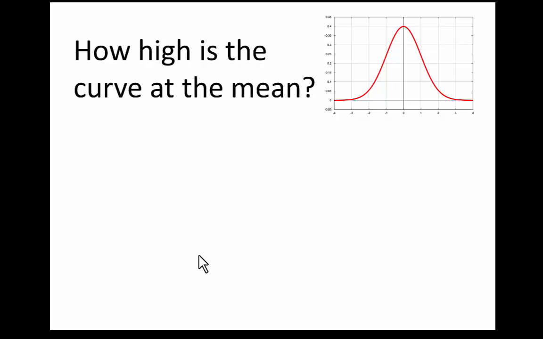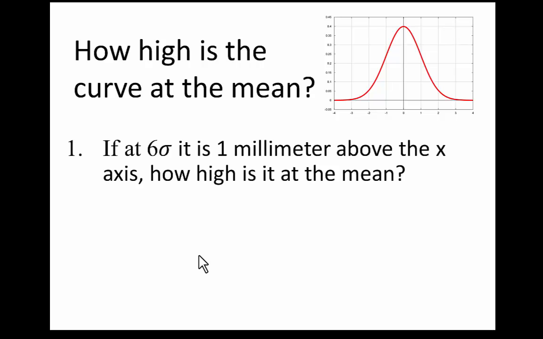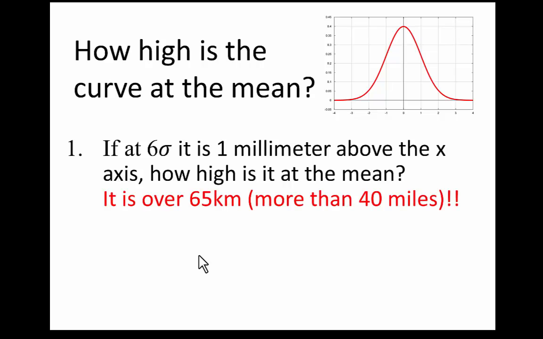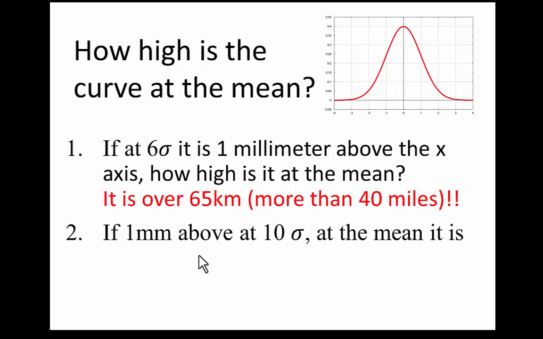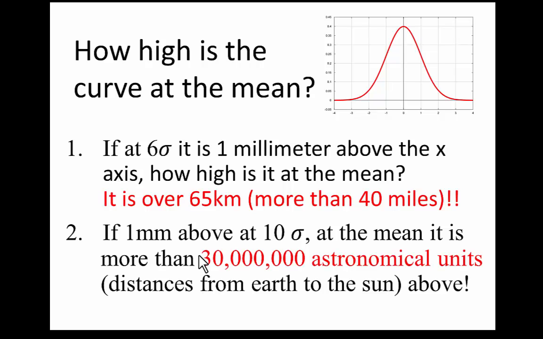Here's an interesting question. If you have a normal curve drawn to scale and at 6 standard deviations it's exactly 1 millimeter above the x-axis, how high is it at the mean? Now you might win some bets with this one. It's over 65 kilometers. That's more than 40 miles. Even more amazing perhaps is this one. If it's 1 millimeter above the axis at 10 standard deviations, how high is it at the mean? And the answer is more than 30 million astronomical units, where an astronomical unit is the distance from the Earth to the Sun.